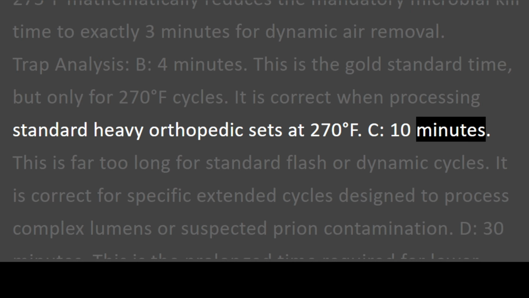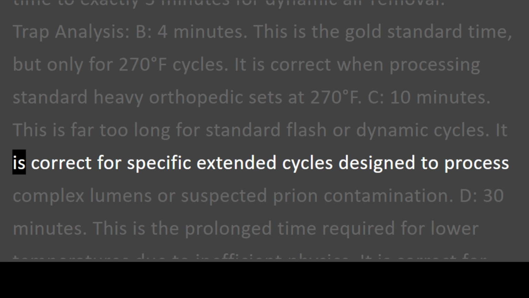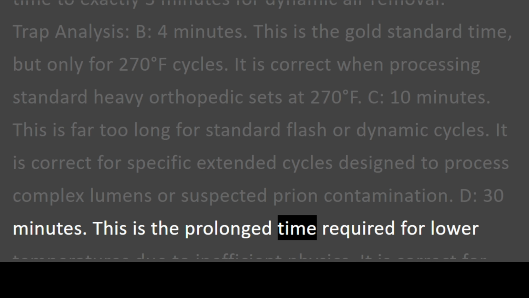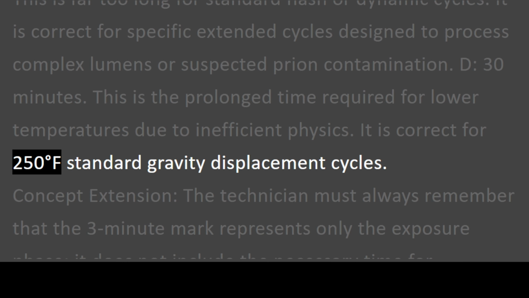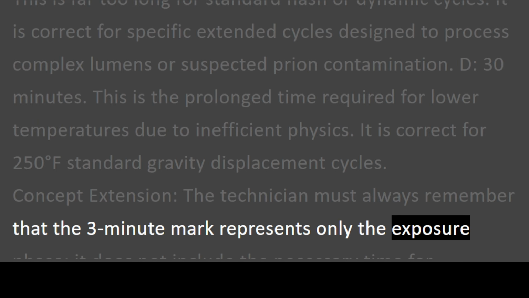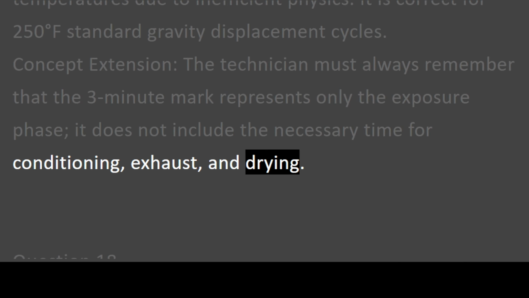C. 10 minutes. This is far too long for standard flash or dynamic cycles. It is correct for specific extended cycles designed to process complex lumens or suspected prion contamination. D. 30 minutes. This is the prolonged time required for lower temperatures due to inefficient physics. It is correct for 250 degrees Fahrenheit standard gravity displacement cycles. Concept extension. The technician must always remember that the 3-minute mark represents only the exposure phase. It does not include the necessary time for conditioning, exhaust, and drying.